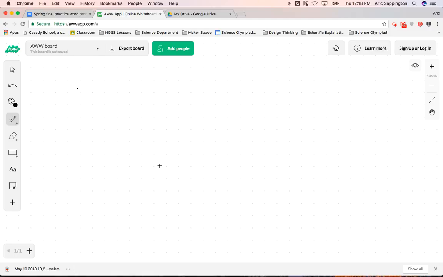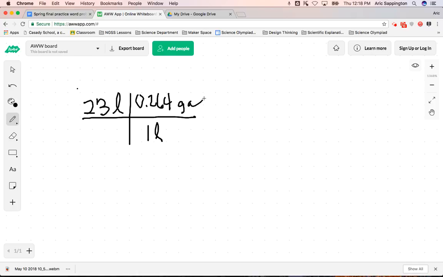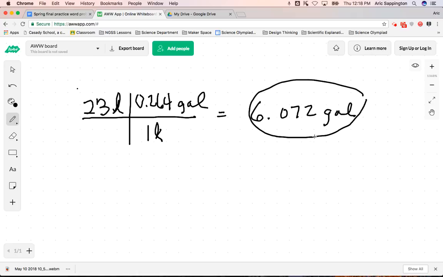Now we need to go over another dimensional analysis problem. So 23 liters into gallons. So we write down what's given, 23 liters, and our thinking line, and that we need liters to cancel. In 1 liter, there is 0.264 gallons. Liters cancel. And so when you do the 23 times that, it is going to give you 6.072 gallons. There's your answer to that.